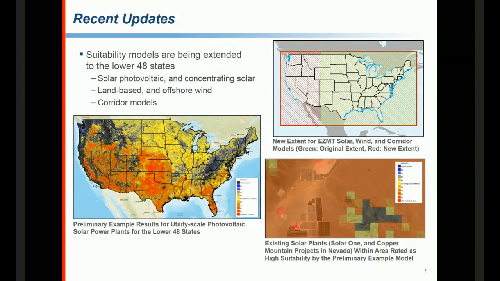And then at the lower right, the graphic just shows a zoomed in portion with model results. The orange and reds on that coincide with some existing solar facilities. And it's a bit of an iterative process to develop the models and get them tweaked so that they are pretty reliable for generating results that correlate with good siting locations.